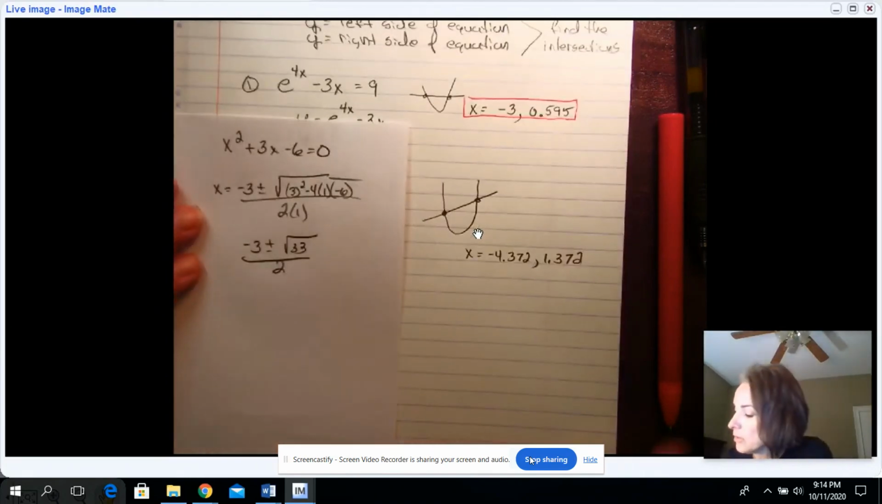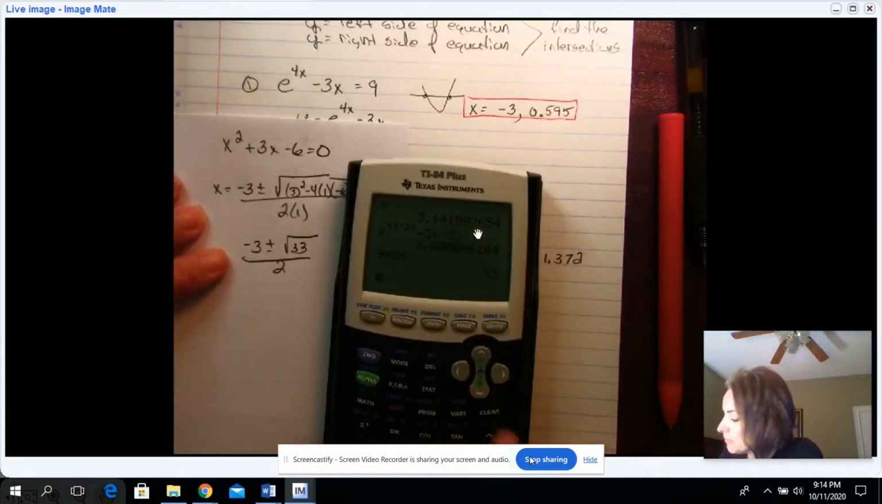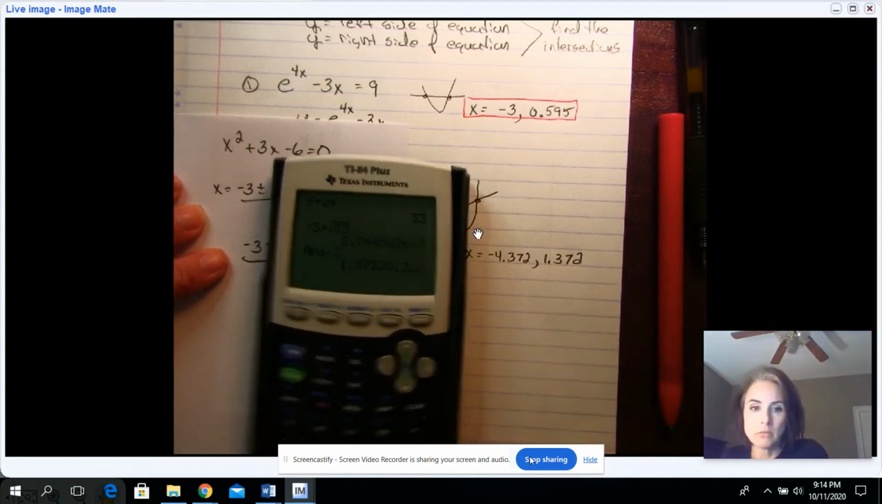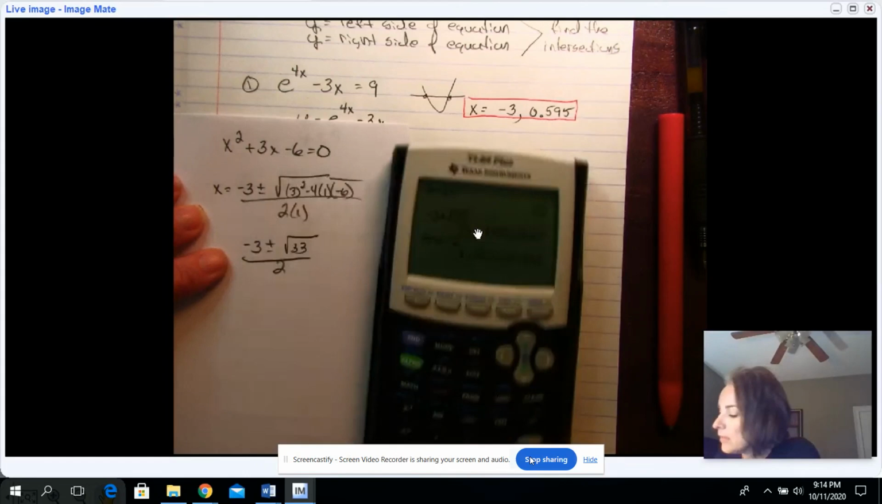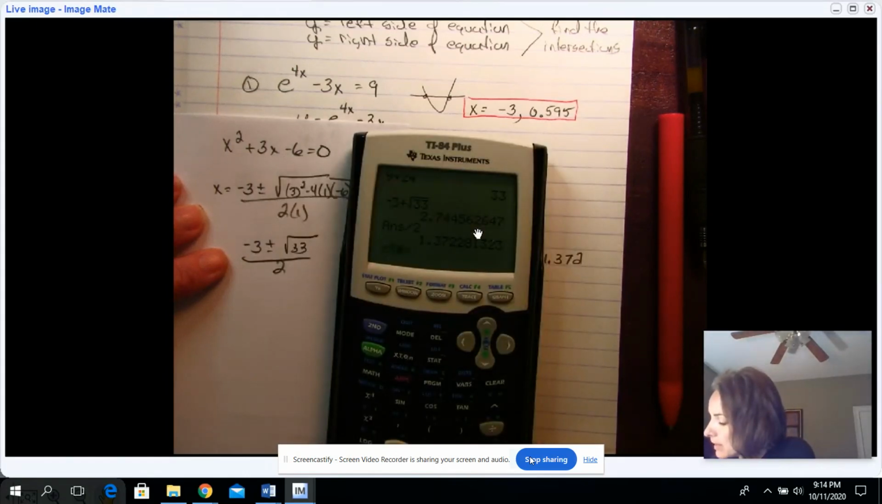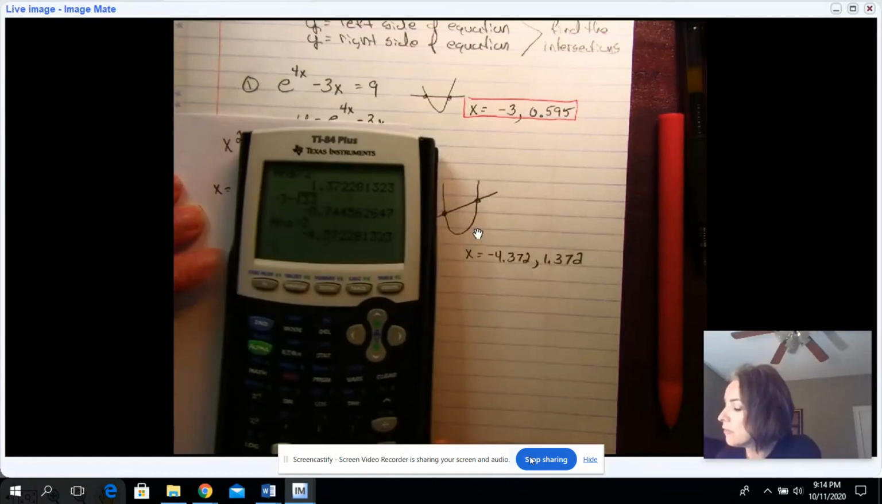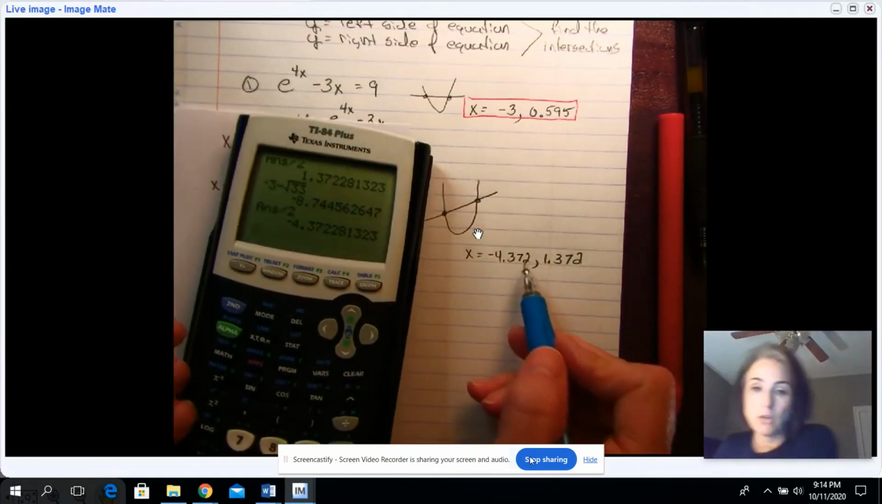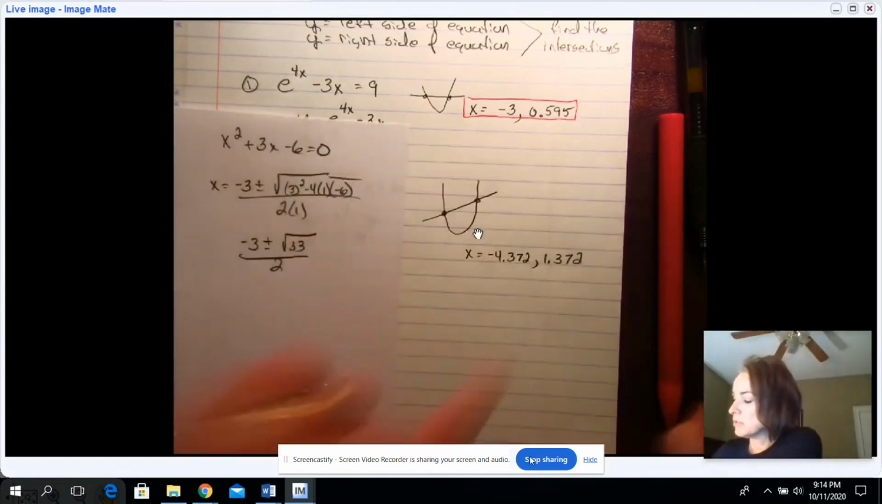But let me show you, if I actually do the math on those, if I do negative 3 plus the square root of 33 and then divide all of that by 2, look what you get, 1.372. That's what we got there. And then if we did negative 3 minus the square root of 33 and then divided all that by 2, we get negative 4.372. So these are approximate solutions.